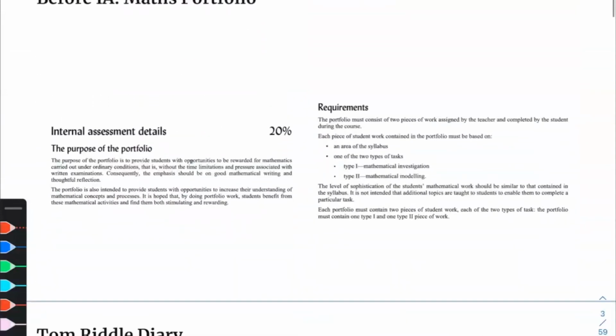Before the IA, we had something called a math portfolio. To my memory, that was before 2016, something like that. I don't quite remember the exact year, but it was before then, when we were doing the internal assessment with the portfolio, and it was also essay based. But what was different from the internal assessment now is that it had topics.